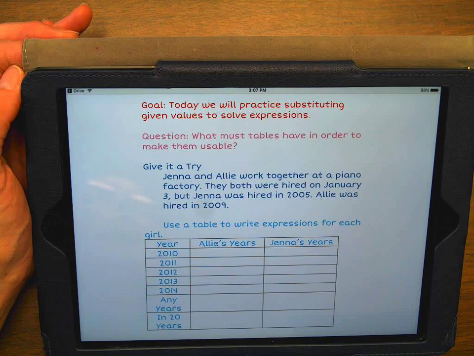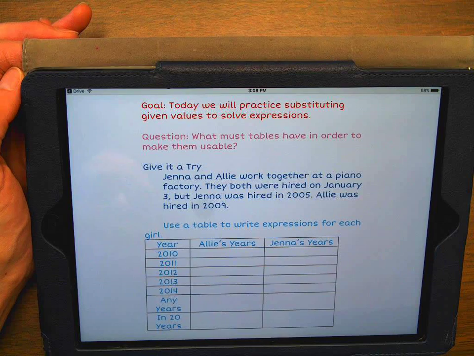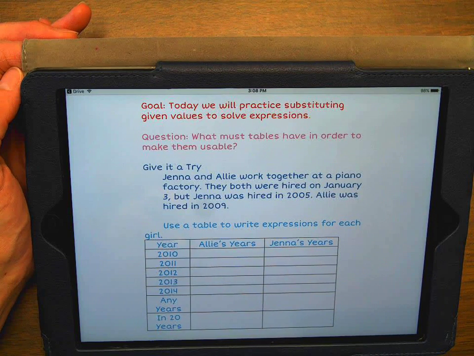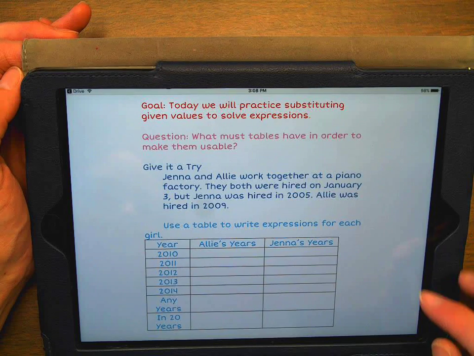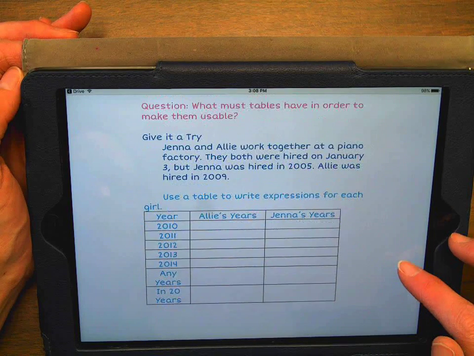The thing that I want you to think about in this lesson is we are going to be told what the variable stands for, and then you're going to take that information that you know about the variable and replace the variable with that value so that you actually can figure out what the given value would be. That's why it's called: today we will practice substituting given values to solve expressions. So we're going to try it with this problem right here.